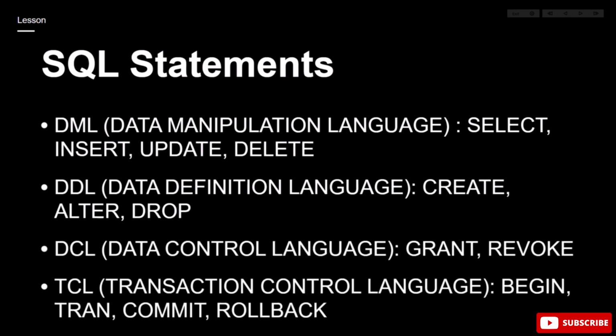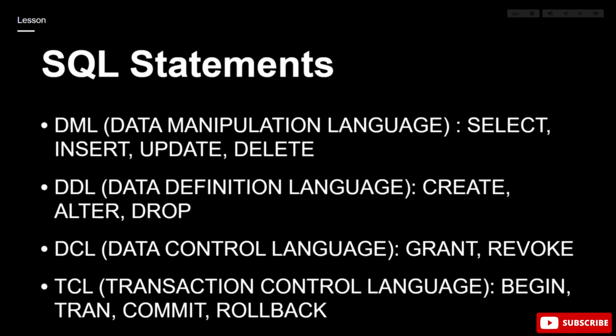The first one is data manipulation language, like the select statement, insert statement, update statement, and the delete statement. The second type is data definition language, like create, to create tables, alter, and drop for deleting or dropping tables or anything in the SQL programming. The third type of statement is data control language, like grant statement and revoke. The last one, or the fourth type of statements in SQL, is called transaction control language, like the begin statement, commit statement, and the rollback statement. These are the four types of statements in SQL.